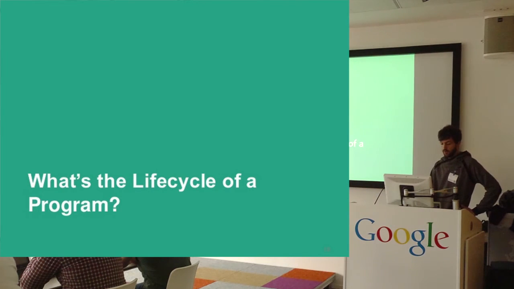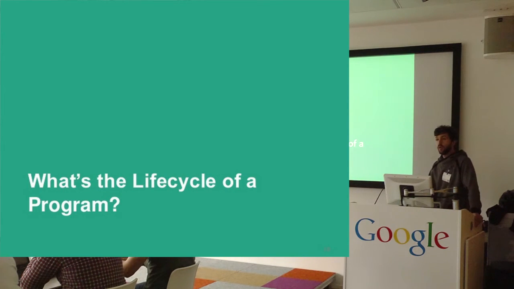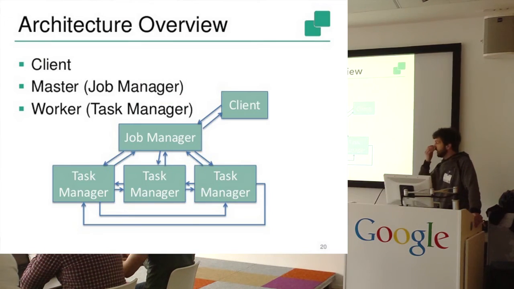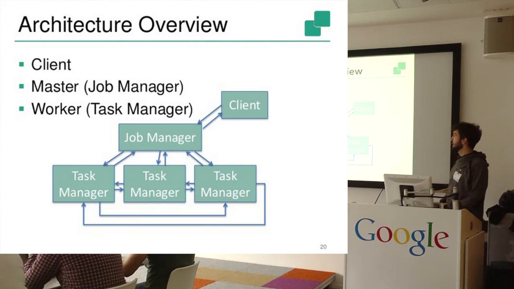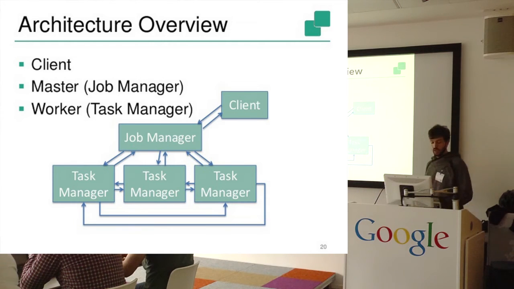Okay, so now I'm going to show you how a program is executed in a Flink cluster. The basic architecture of Flink is not so difficult, actually. You have the job manager, which is the master that keeps track of the execution, a client which deals with the master when submitting jobs, and a series of task managers which also communicate with each other, which are the workers that do the actual computations.